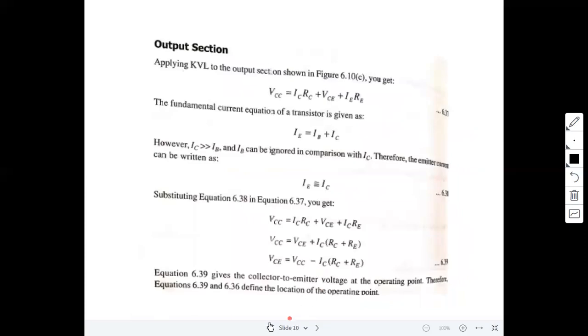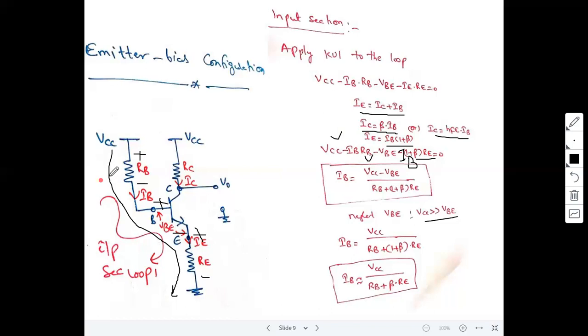Now, this is about the input section. By applying KVL to the input loop, we derive the base current. The base current expression is VCC minus VBE divided by RB plus (1 plus beta) times RE. If we neglect 1 and VBE, IB is approximately equal to VCC by RB plus beta RE. That is the base current expression.